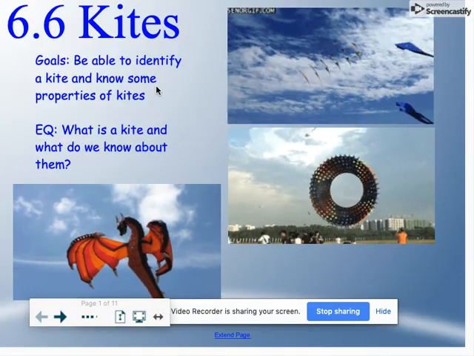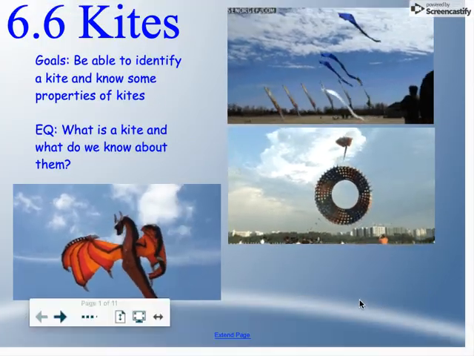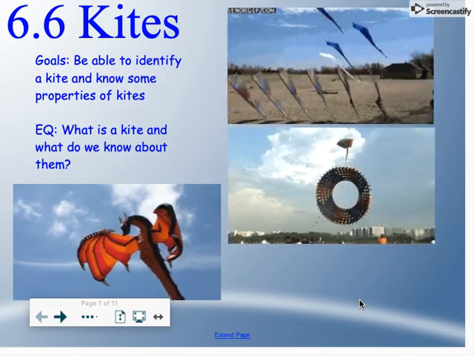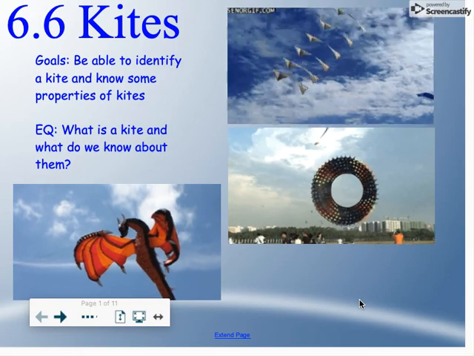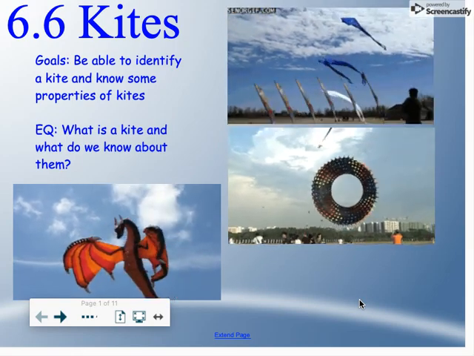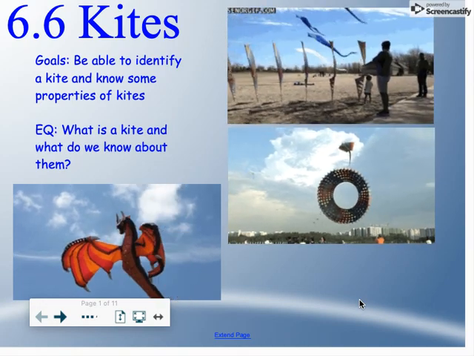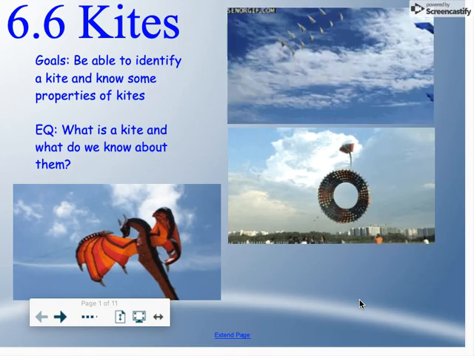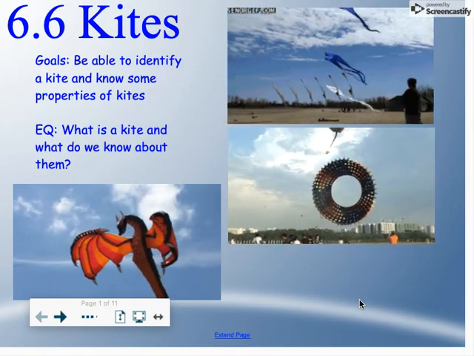Good morning and welcome to today's lesson on 6.6. Today we're going to be talking about kites. So to start with, our goal for today: be able to identify a kite and know some properties of kites. Then our essential question is, what is a kite and what do we know about it?